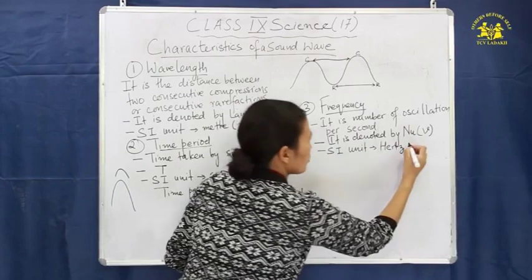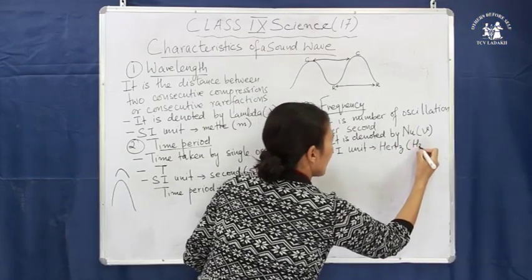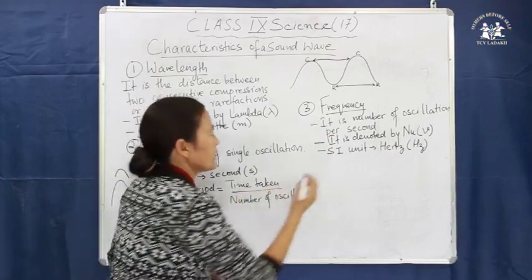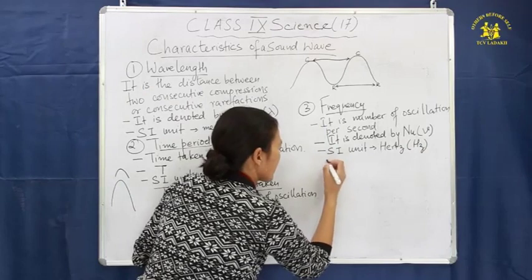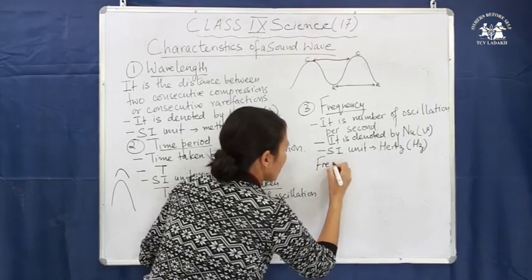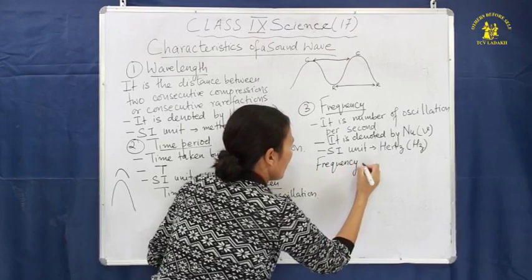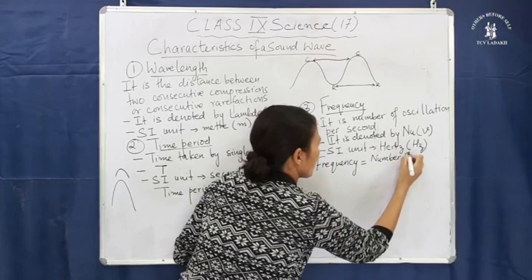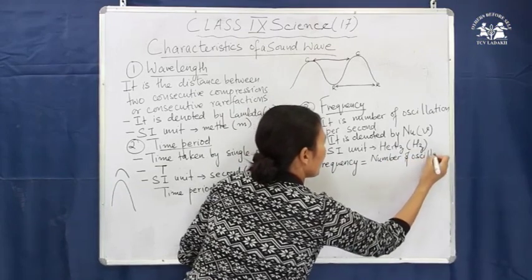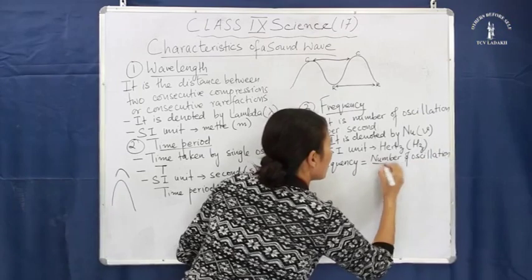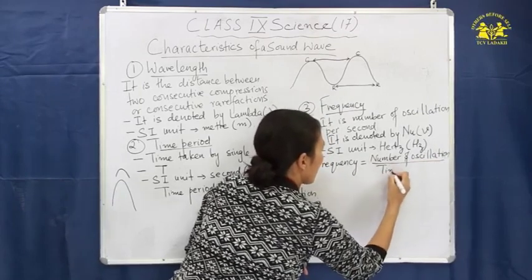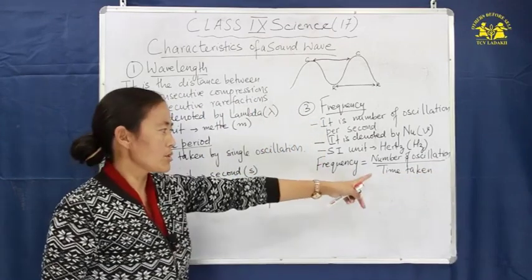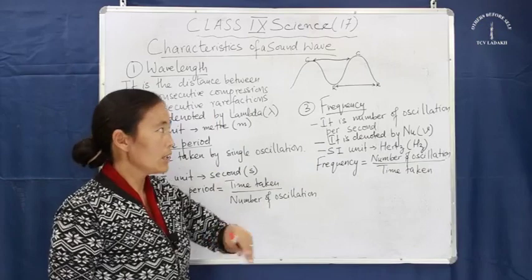Hertz, and also the short form, the symbol, is Hz. Now the formula for frequency. Frequency is equal to number of oscillations divided by time taken. Number of oscillations divided by time taken is the formula for frequency.